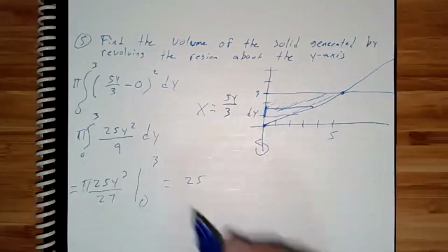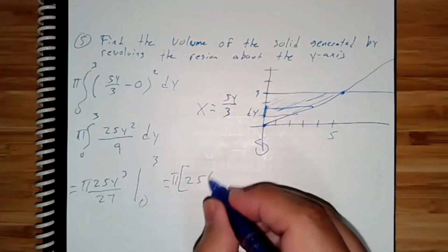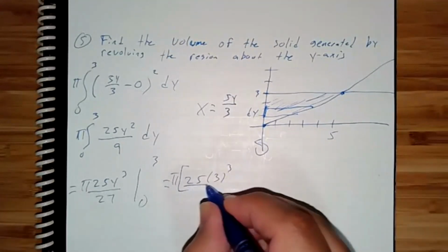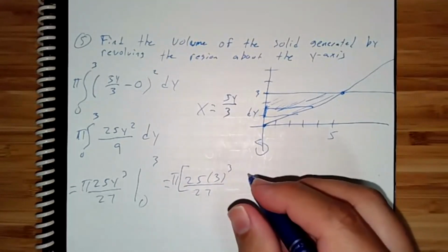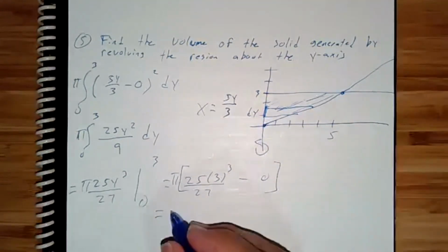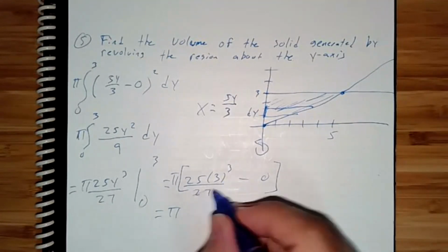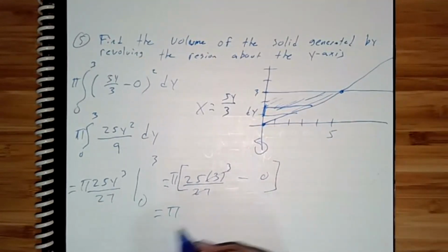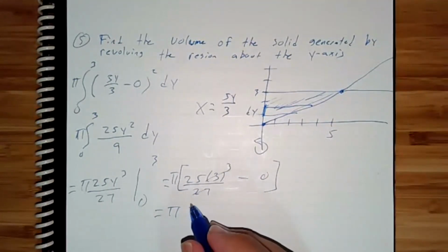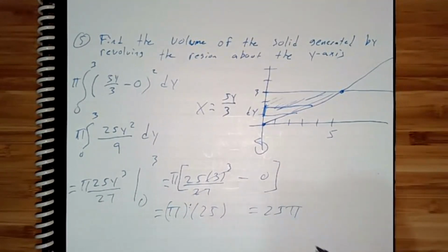Okay. I'm going to put the pi over here. So that'll be 3 cubed over 3 minus 0. So pi times 3 cubed is 27, right? Yes. So the answer will be 25 pi. Okay. Not too bad, right? Nice.